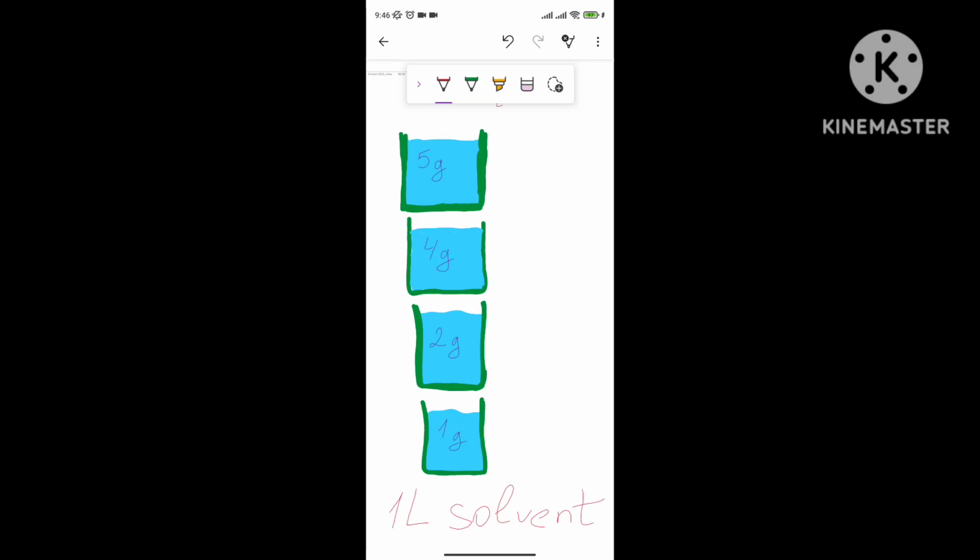Okay, now let's take another example. You see here we have 5 pictures, like 5 glasses with water, or let's say not water, just solvent.